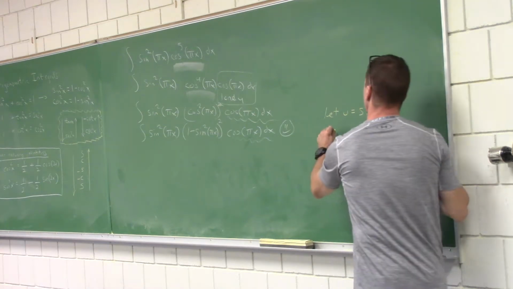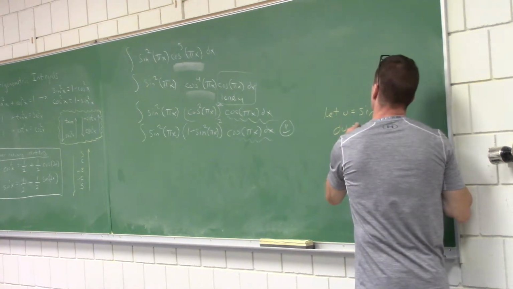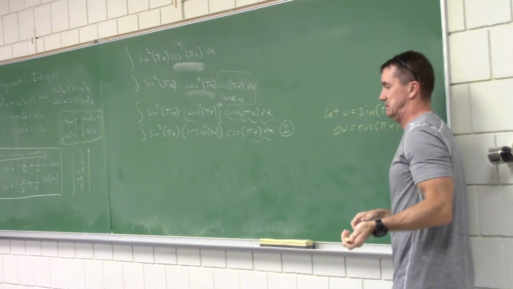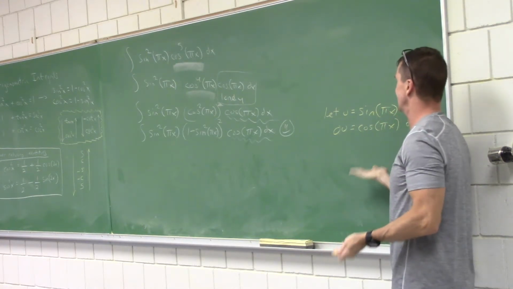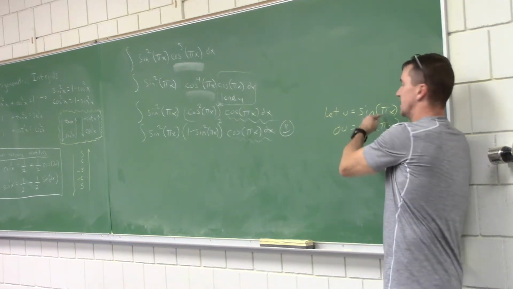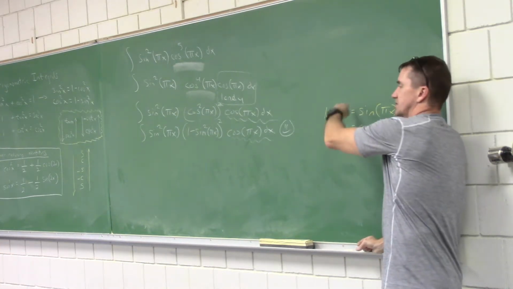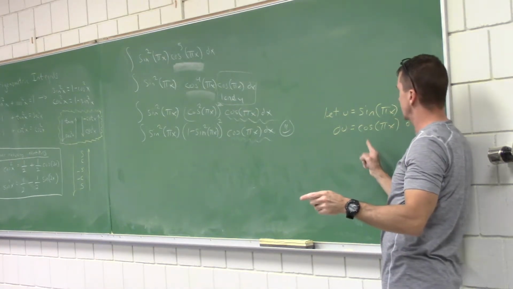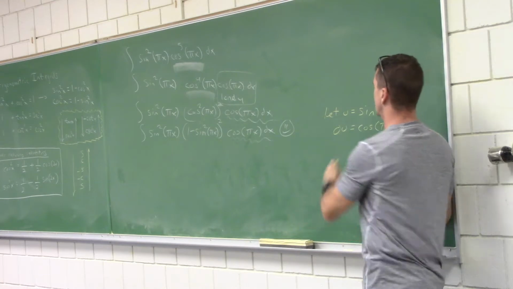All right, what's du? Cosine of pi x, right? That's all I have to write? Did I screw up? Yeah, this one I want you to be careful of. Forgot the pi. The derivative of this, and I'm doing differentiation, derivatives, chain rule, is cosine of pi x times pi.